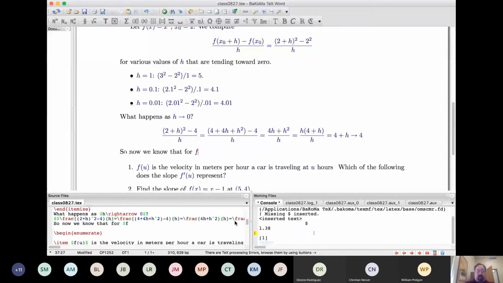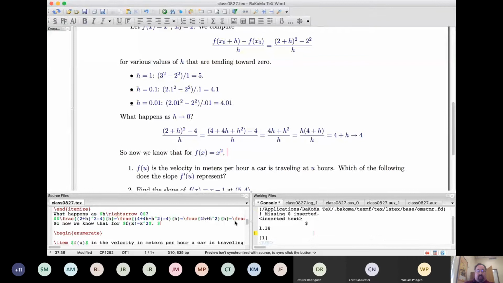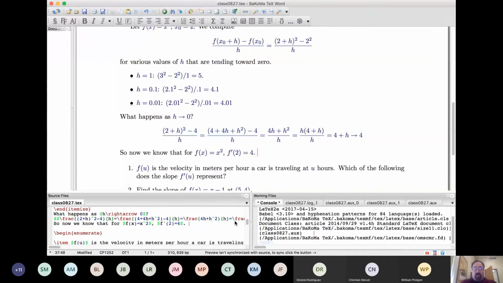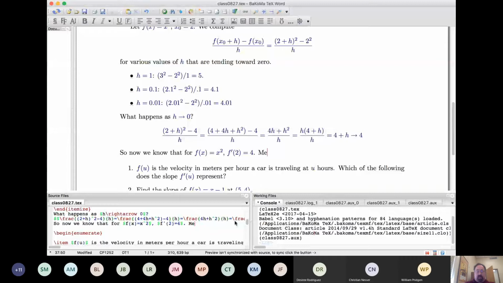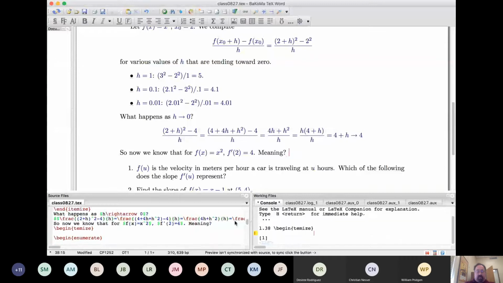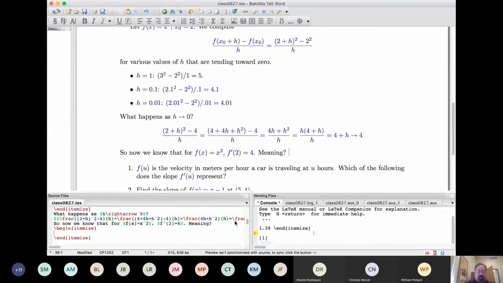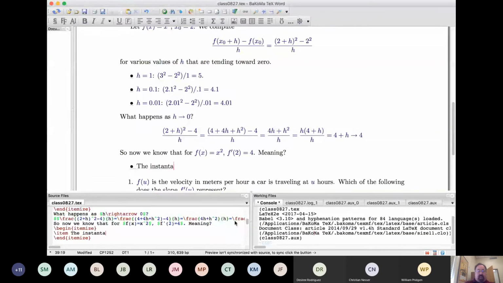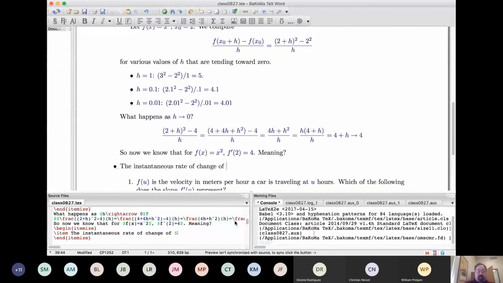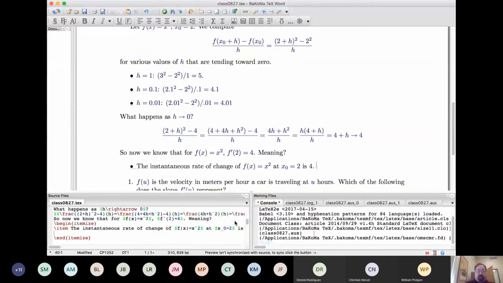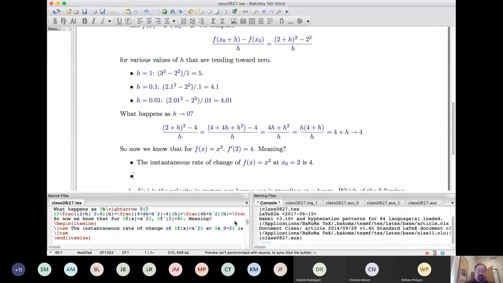So for f of x equals x squared, f prime of 2 is equal to 4. So what does this actually tell us? A couple of things. So the instantaneous rate of change of this function at this point is 4.